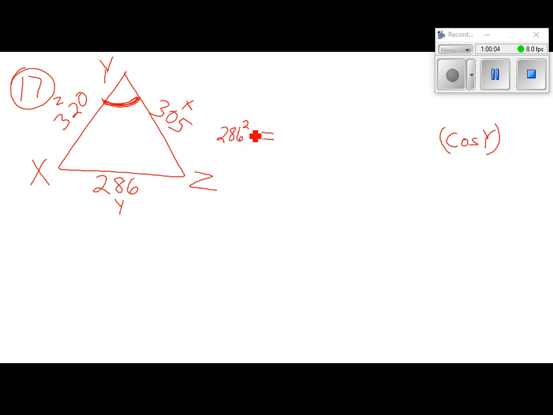Then, if that's little y, the other two, x and z, are the parts that go in here. So what am I going to write next? 305 squared plus z is what? 320 squared. And then minus 2 times, what was this number? 305, so that goes there. What was this number? 320, so that goes there. Everybody with me to that point?